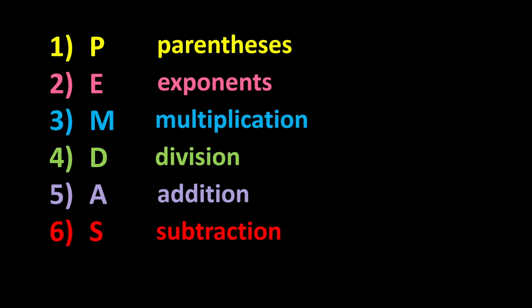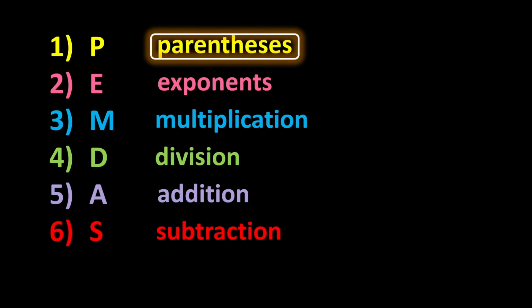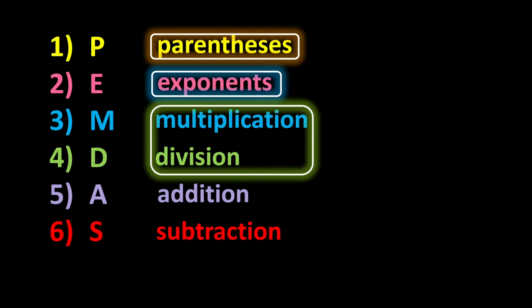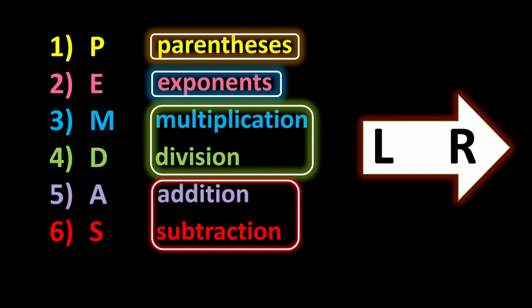When we face a complex mathematical expression, we must first solve the parentheses, then we calculate the exponents. After that, we move on to multiplication and division. And finally, we perform the addition and subtraction. Remember that multiplication and division have the same priority, and we move from left to right when calculating. Whichever comes first, we perform that operation first. The same rule applies to addition and subtraction.